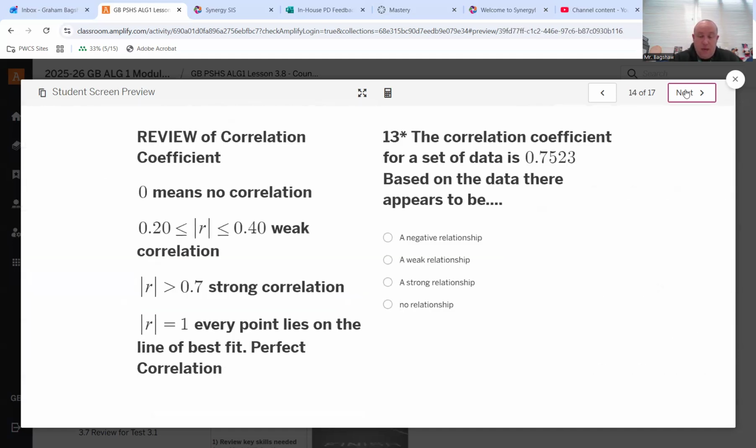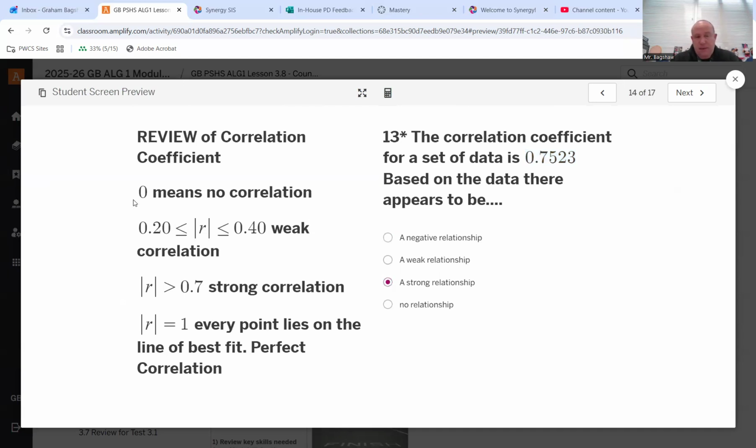So for 13, I put the reminder here of what the different types of correlation are. The absolute value here just means we're ignoring negative signs if we have any. And 1 is perfect correlation, as in every line lies on the point. 0 or very close to 0 means no correlation at all. 0.7 or above is considered strong correlation, and between 0.2 and 0.4 there's a pattern, but it's a pretty weak pattern. So for this one here, 0.7523, looking at which category it falls into, this is bigger than 0.7, and for that reason, I would want to select strong relationship.